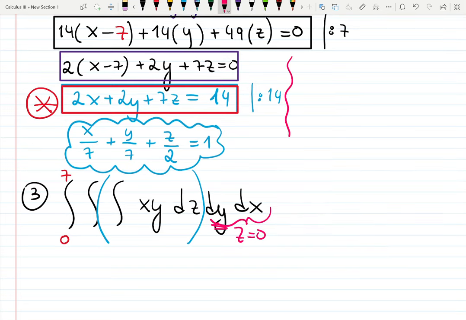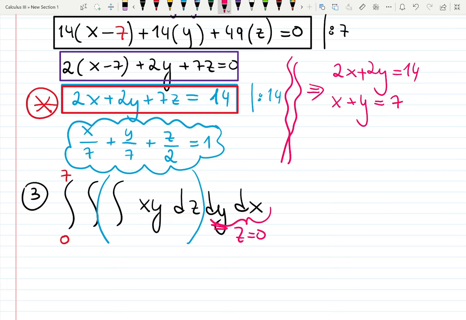So if z is 0, then let me put a wiggly line. From the equation star, I will have 2x plus 2y equals 14, which is x plus y equals 7. This is what's happening on the floor, on the xy plane. x plus y equals 7. It's a tilted thing, right? So from here, we can write down that x is 7 minus y, and y is 7 minus x.